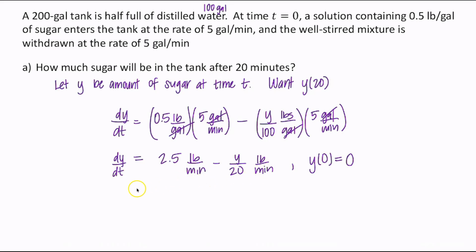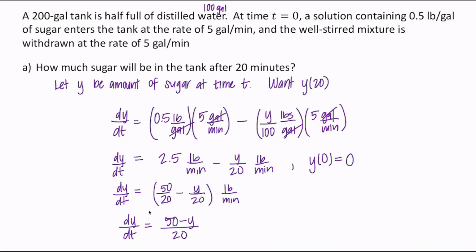All right, so now let's go ahead and clean up this differential equation to solve. How about we write 2.5 as a fraction? So this is 5 over 2, and then minus Y over 20, right? And this is dy/dt. And again, this is in pounds per minute. We'll drop the units in a second. Let's go ahead and write this to have common denominators. So we'll multiply the top and bottom by 10 here. So this is going to be 50 over 20. So we have dy/dt is equal to 50 minus y over 20.